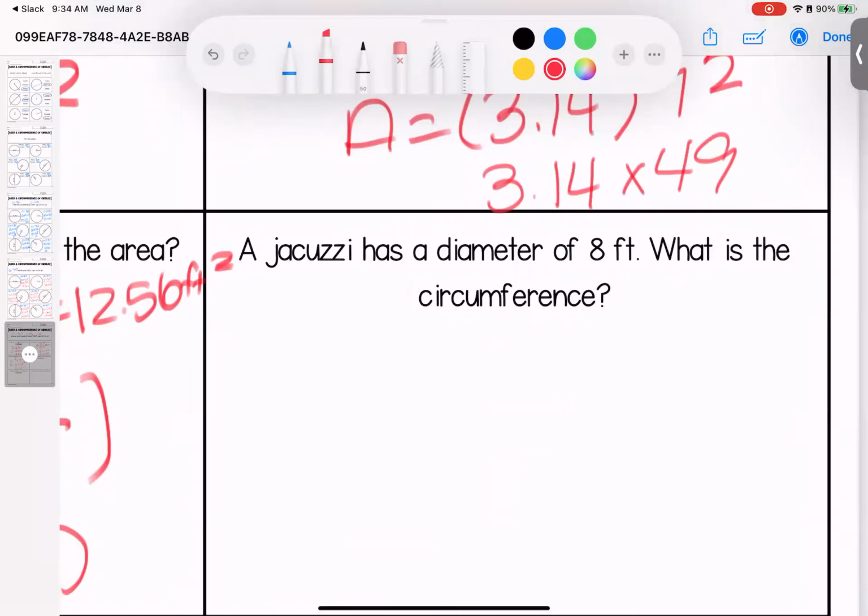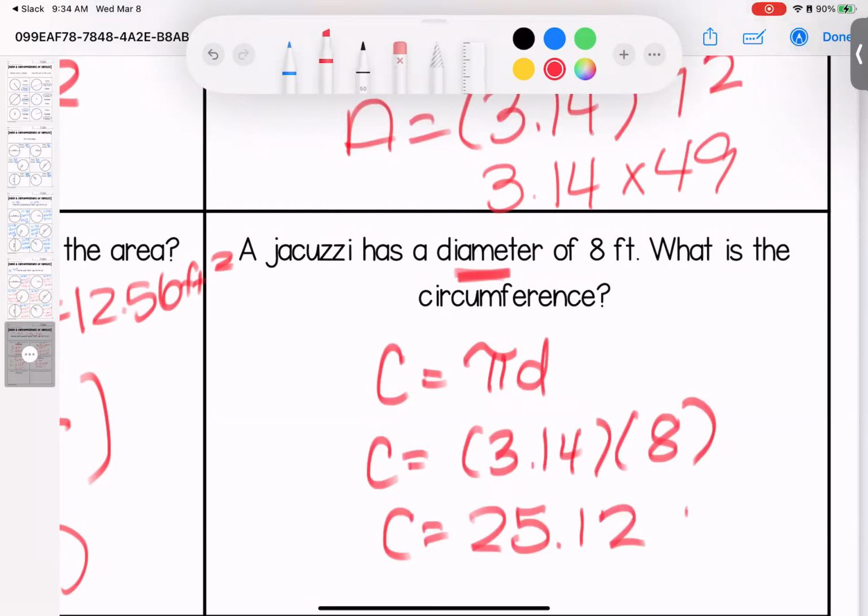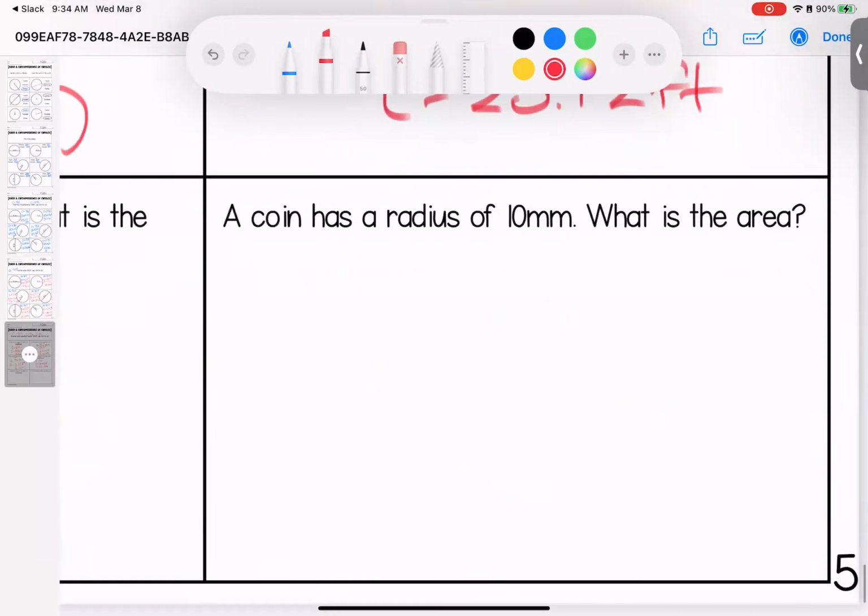Over here, a jacuzzi has a diameter of 8 feet. What is the circumference? Circumference equals, with the diameter, pi times diameter. Circumference equals 3.14 times 8. Circumference is equal to 25.12 feet.